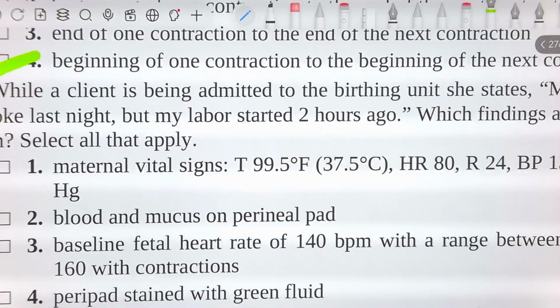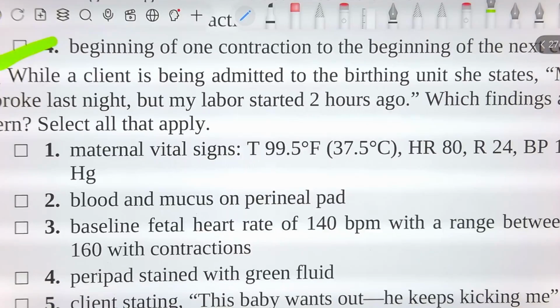48th question. While a client is being admitted to the birthing unit, she states, my water just broke last night, but my labor started 2 hours ago. Which findings are most concerning? Select all that apply. So answer number 3 will be correct: fetal heart rate of 140 beats per minute with a range up to 160 with contraction. 4 will be correct: pre-pad stained with green fluid. Answer number 5 will also be correct, the client stating the baby wants out, he keeps kicking me.